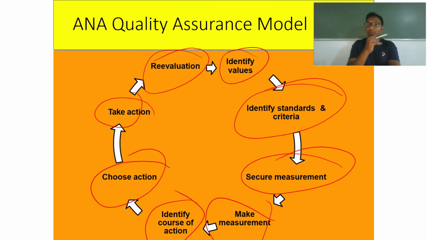Here, what need to be done has to be identified first. We have to identify the standards and the criteria. You have to measure up to what extent we can go and up to what extent we can maintain. Next, after making the measurement, we have to identify the course of action that needs to be taken. Once you have identified it, you have to choose the appropriate action according to the situation.